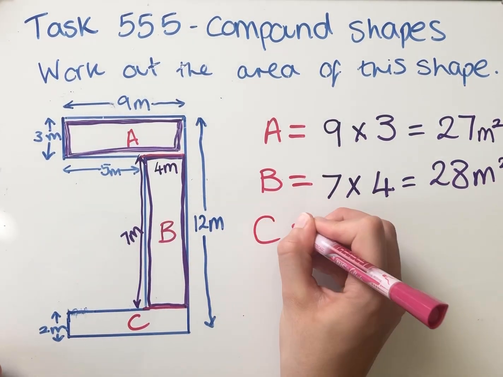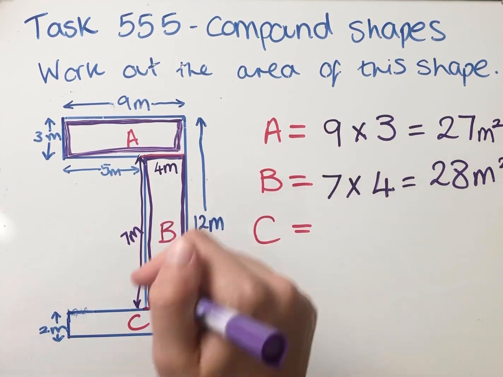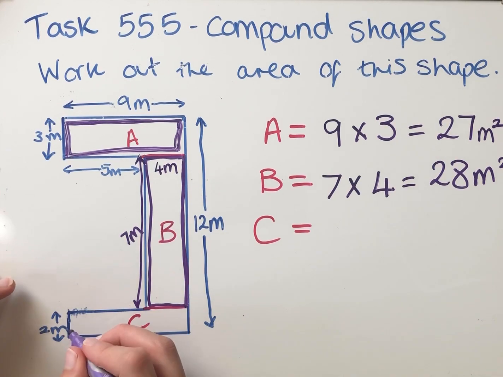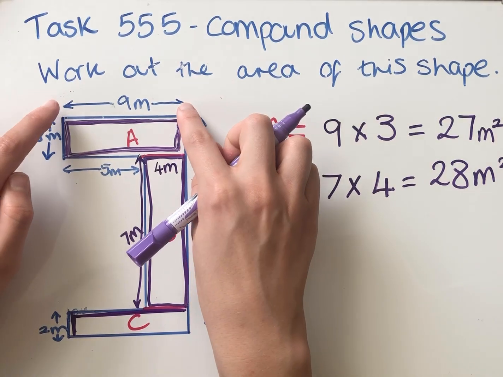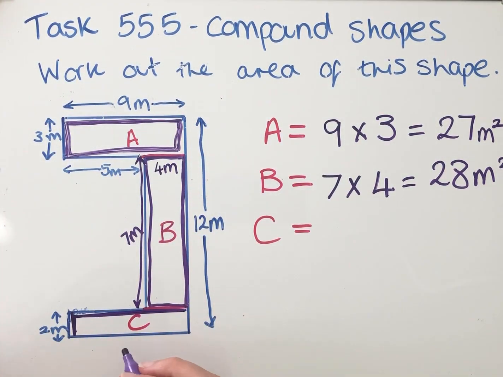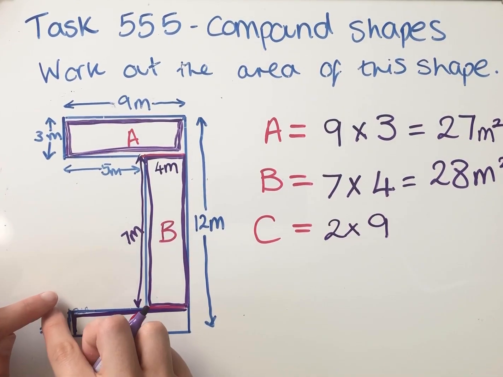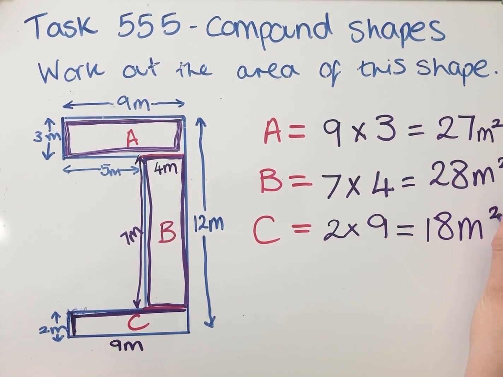Finally, I've got to do rectangle C at the bottom here. And I think this is the most challenging bit, but C is all right. It's just a bit harder than A. Now I know what the width is. I can see that straight away. That's this bit here. But I need this length going across there. And actually that's just the same length as that one. So that is just 9 meters. So I've got to do 2 times 9, my length times my width, and 2 times 9 is 18 meters squared.